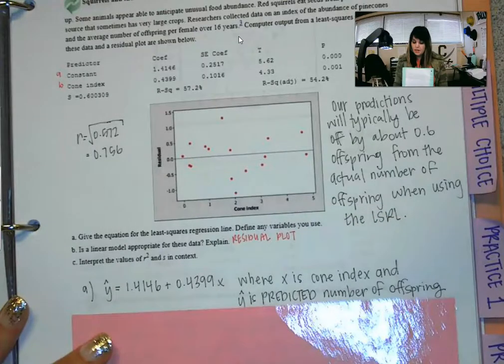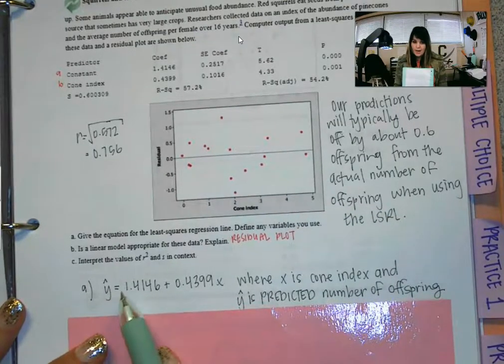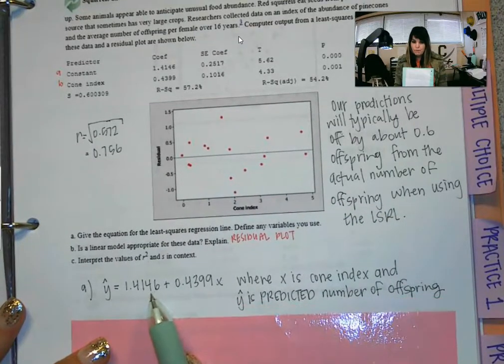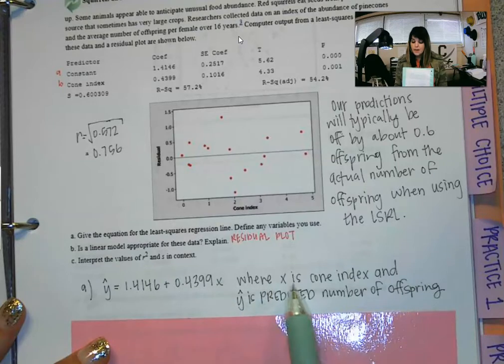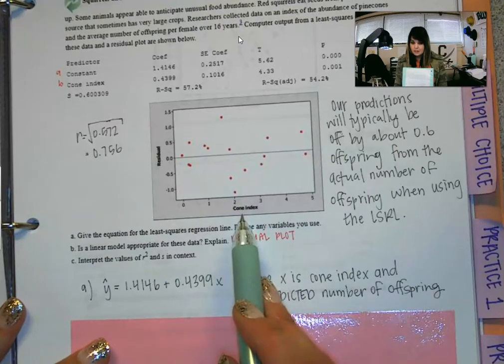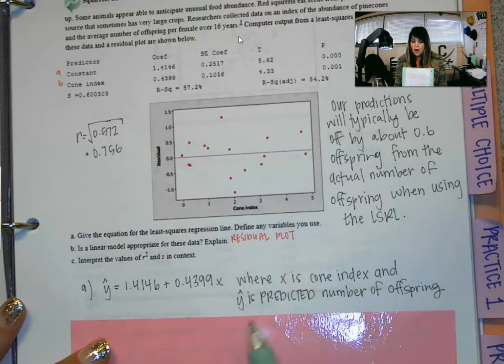So down here, I have that y hat equals 1.4146 plus 0.4399x, where x is the cone index and y hat is predicted number of offspring. You need everything for an E. If you leave off the word predicted, no credit.